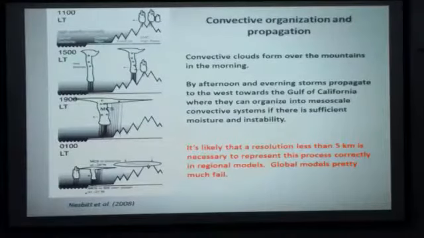I'm going to say straight up that the NAME literature, including what I will show that my group has done, has collectively shown that we need the so-called convection-resolving scale of less than 5 kilometers to represent this process reasonably correctly. Global models, but also regional models at scales of tens of kilometers where convection is parameterized, can't get this reasonably right.